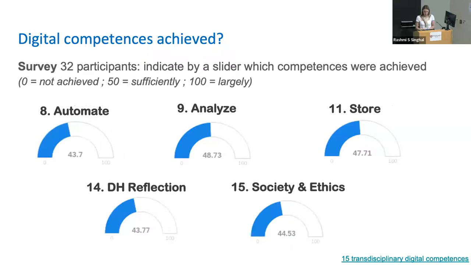To a lesser extent, you see that those digital competences were maybe not really achieved: using digital methods to automate processes, to analyze sources, or, because it was not really data analysis but more a presenting task, to store. And then the 2 meta reflection competences were DH reflection, and society and ethics, and how the digital turn fits into society. They indicated that as achieved to a lesser extent.